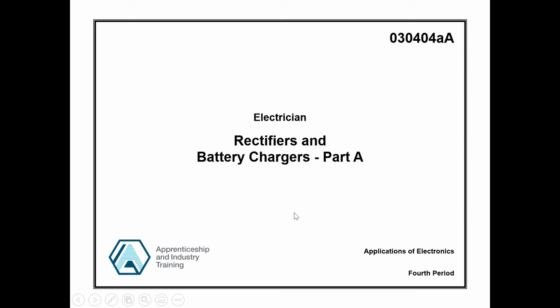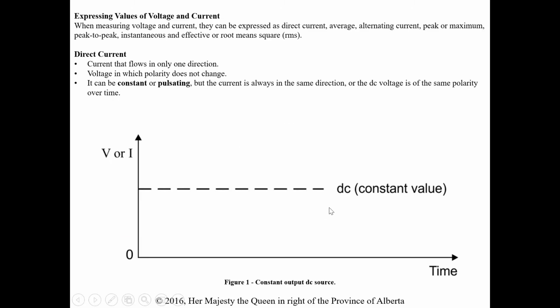So I'm going to start with some of this stuff that is potential review. Again, it's always potential review, unless we don't remember it, then it seems like brand new information. But we have talked about some of this, especially in the AC, in second year. So we're going to talk about effective and RMS values again, but we also want to talk about DC.